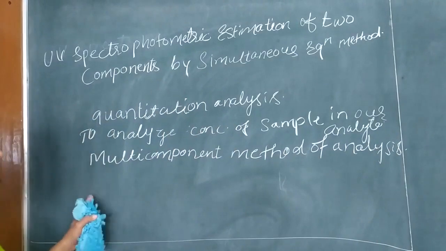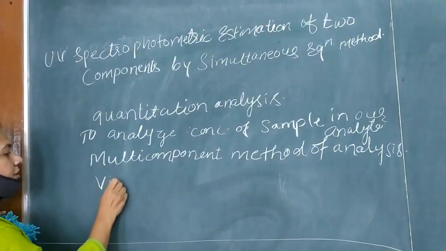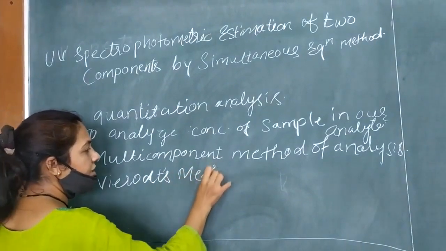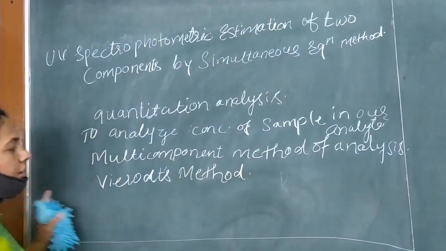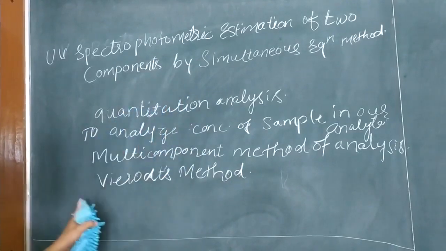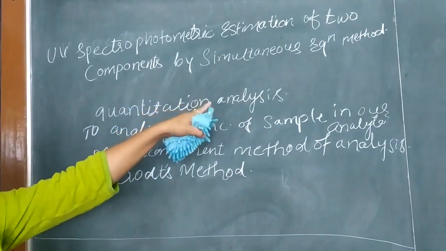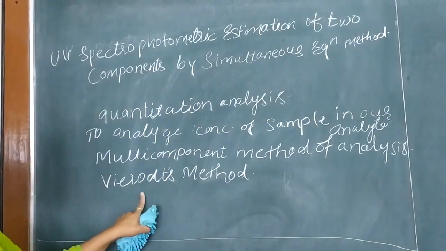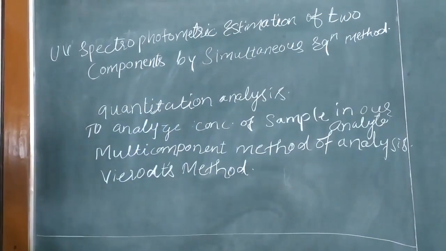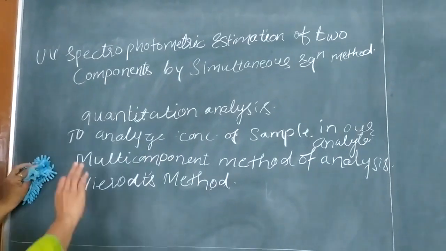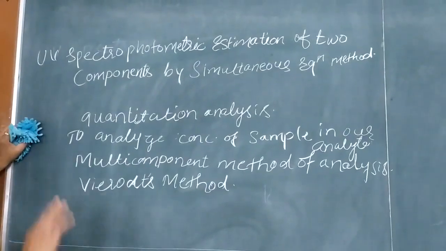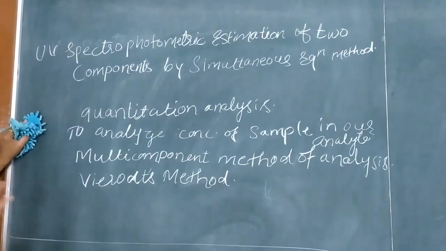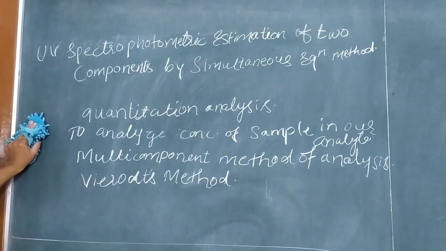And this method is also named as Vierordt's method. The scientist who has proposed the simultaneous equation method. On behalf of that, this scientist has given this simultaneous equation method its name. These are the basic requirements for the simultaneous equation method, and the purpose for which we are using it.